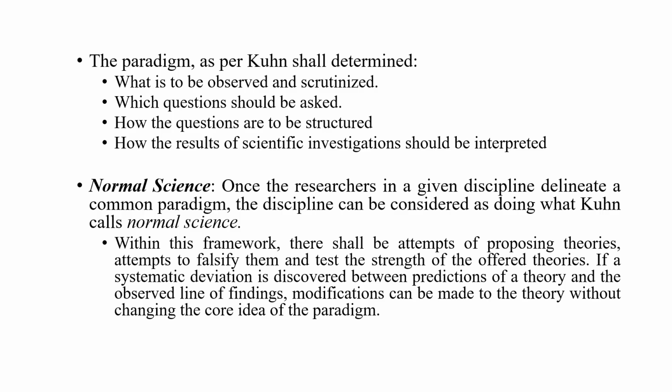Now, once a paradigm is established within a given discipline, that is where Kuhn says we are in the phase called normal science. At any point in time, a discipline is functioning within this phase of normal science, where theories are offered. Theories test particular phenomena, predict particular phenomena, and there are attempts at falsification. It all happens within a particular broad framework. So within this framework, there will be attempts at proposing theories, attempts to falsify the proposed theories, and to test the overall strength of these theories.